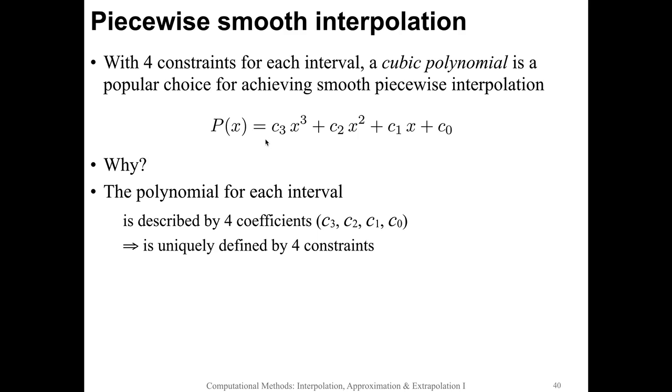It's a polynomial in x, and it has an x cubed term down to a constant term. So we end up having four coefficients, c0 up to c3. And because we have four coefficients and we have four constraints, that is why a cubic polynomial is a popular choice for this type of smooth interpolation. And so for the rest of the lecture, for the smooth interpolation part, we're just going to talk about cubic polynomials.